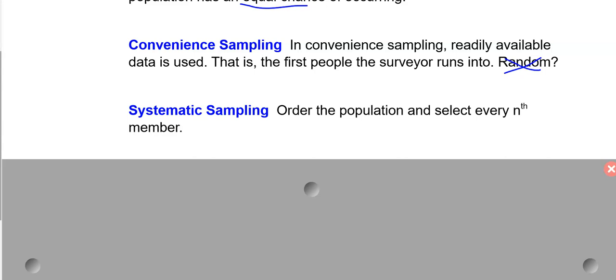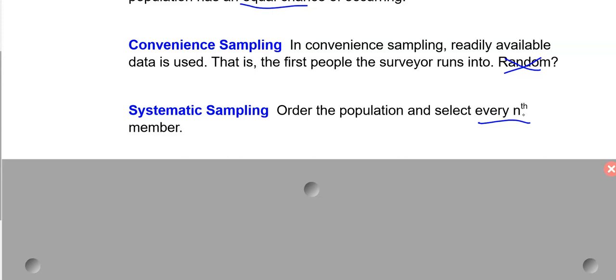Systematic sampling is not bad. Let's say we're all going to a school assembly in the gym. I could stand at the door, and systematically, every 10th person that comes in, I would ask them a question: what's your favorite band?